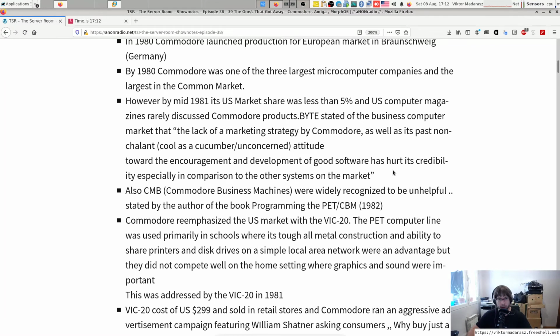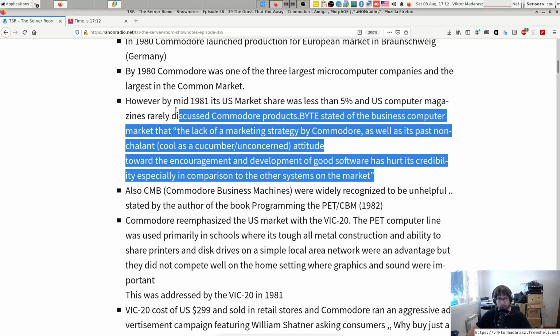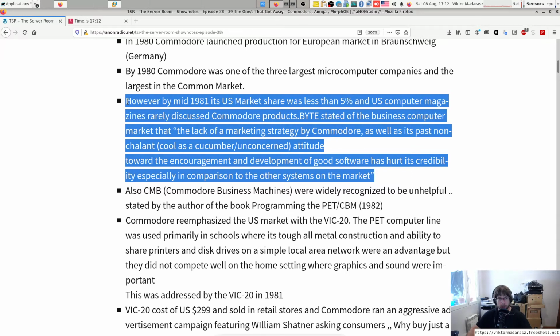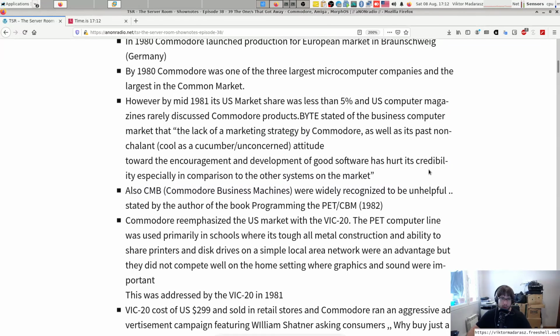So you see that in 1981 Commodore was already facing this issue, mainly because they were not encouraging the developers enough to write software on their platforms. Also, Commodore business machines were widely recognized to be unhelpful, which was stated by the author of the book Programming for the PET-CBM of 1982.